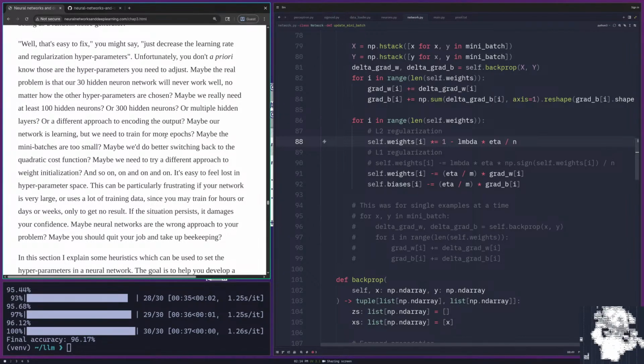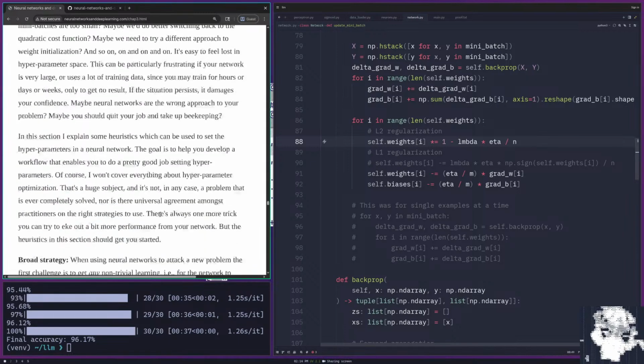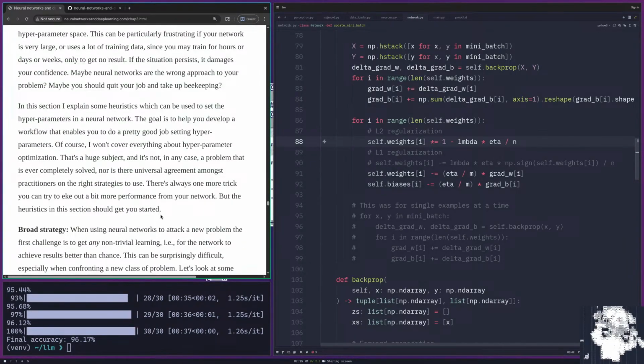This can be particularly frustrating if your network is very large or uses a lot of training data, since you may train for hours or days or weeks only to get no results. If the situation persists, it damages your confidence. Maybe neural networks are the wrong approach to your problem. Maybe you should quit your job and take up beekeeping.